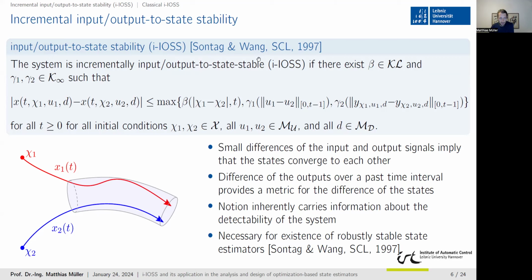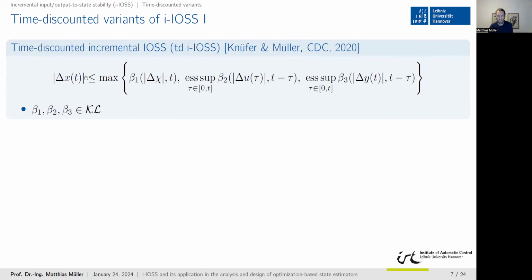So the main difference compared to this definition here is that I now allow for time discounting in these two disturbance and output gains. So in gamma 1, instead of having K-infinity functions of the supremum norm, I just use the supremum of a KL function, which basically discounts past input and output differences. And that's what I have on the next slide.